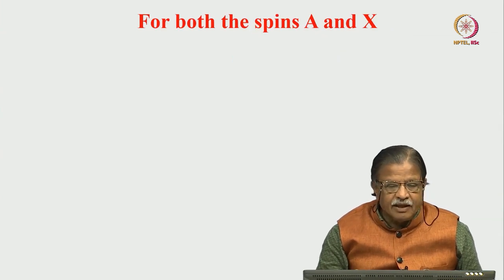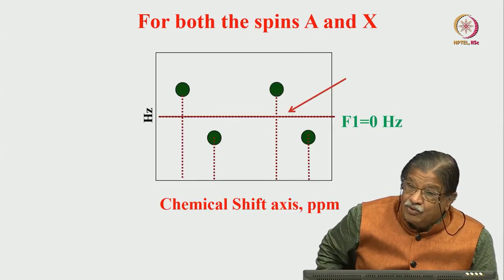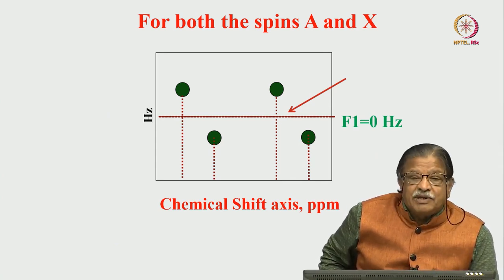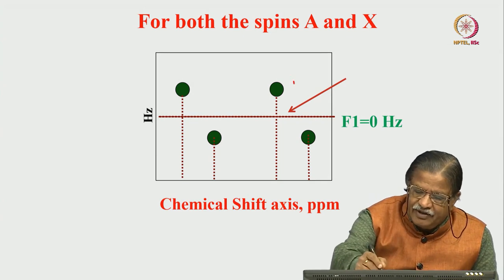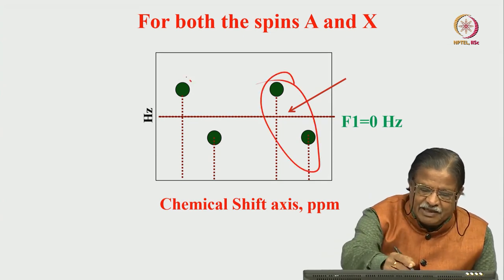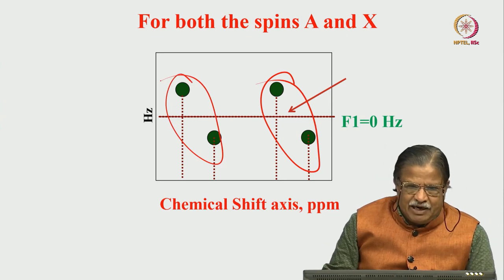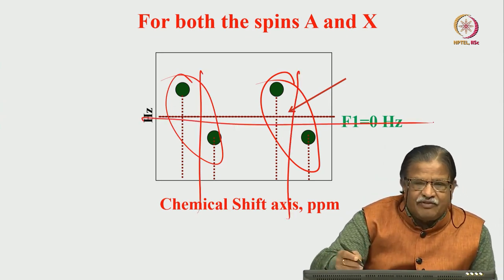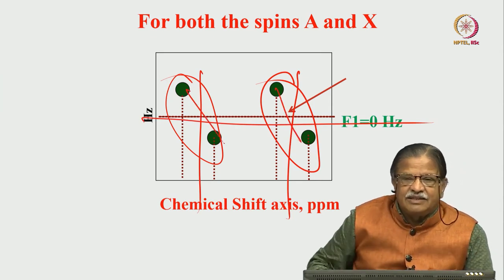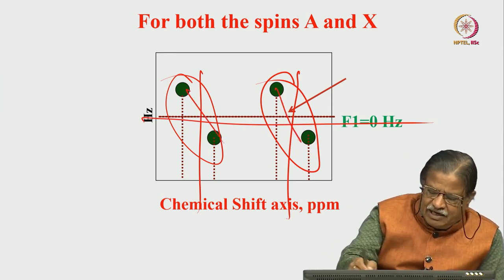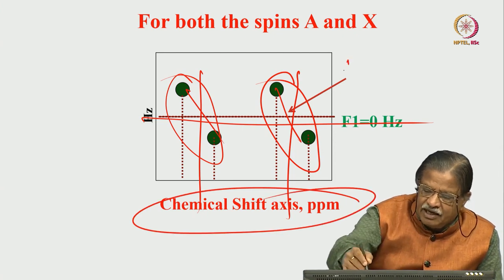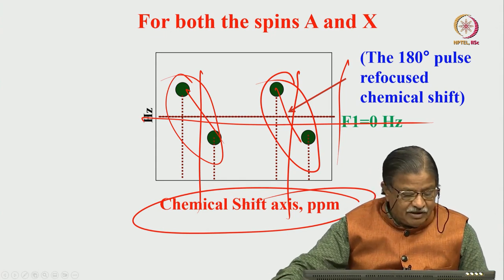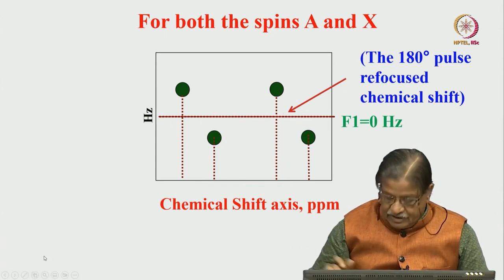All right. For both the spins now, I took only one component of the doublet, one doublet of the two coupled spins. If both are present, what will happen? This is like this. This is one of the, let us say, A spin doublet or X spin doublet, whatever it is. Each of them is a doublet, and the center of them gives a chemical shift for both of them. And from the center in the F1 dimension, on either side, you have a J coupling. So chemical shift and J coupling both are present here. Here only J coupling. And that's how it is. So in the F1 dimension, you don't get chemical shift as they are refocused. This is how it is.